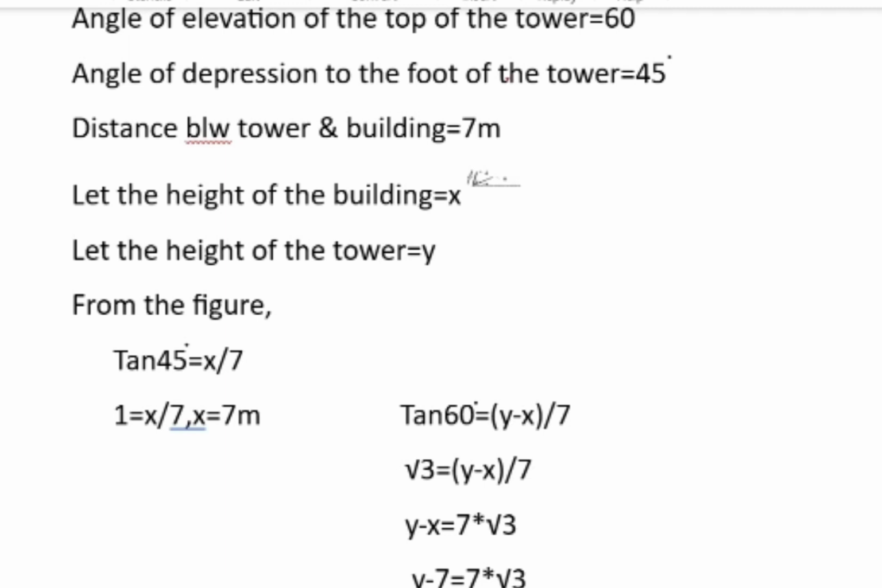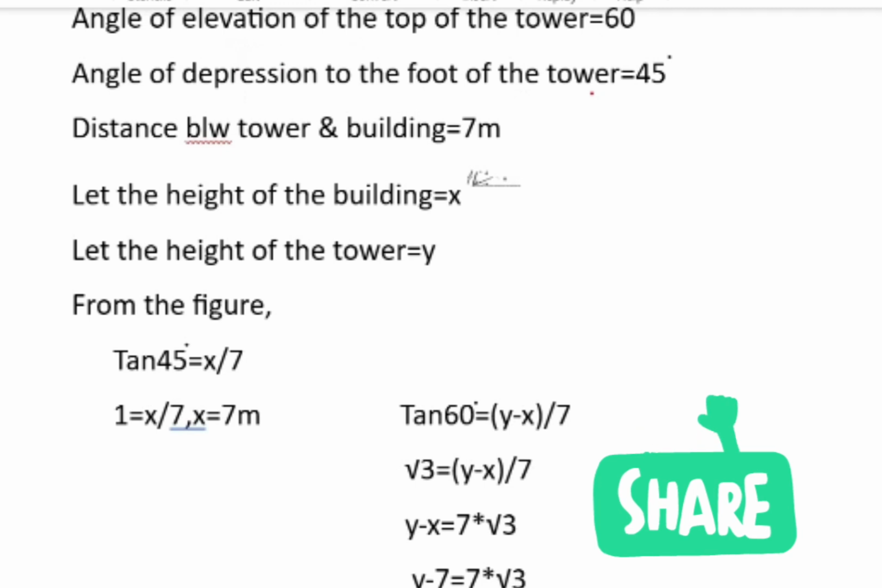Let the height of the building be x. Let the height of the tower be y. From the figure, tan 45 degrees is equal to x by 7. Tan 45 is 1, so 1 is equal to x by 7. X is equal to 7 meters.